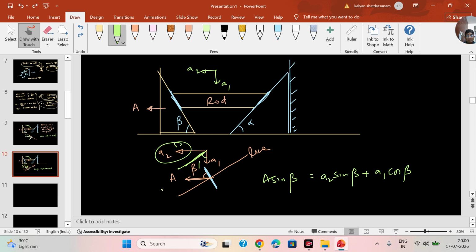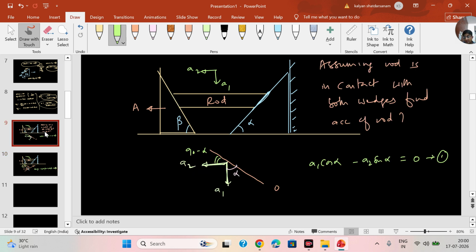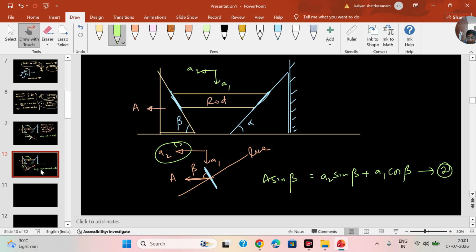Okay. So this is acceleration of wedge perpendicular to contact surface. This is acceleration of both components of rod perpendicular to contact surface. That's my second constraint. So I have my first constraint, A1 cos alpha is A2 sin alpha, that is with the right wedge, and I have the second constraint with the left wedge, and I have to solve these two for two variables. What are my two variables? A1 and A2. So let's solve them. So I'll take them to the next page.